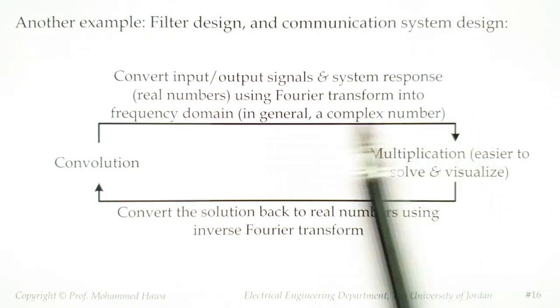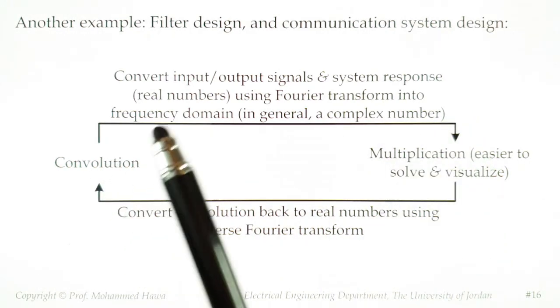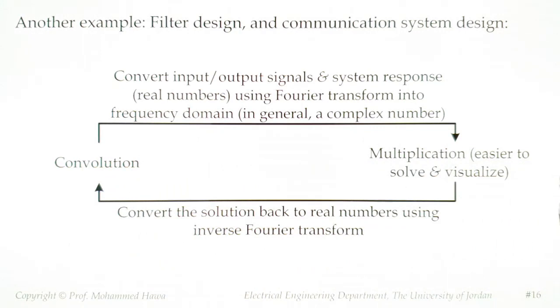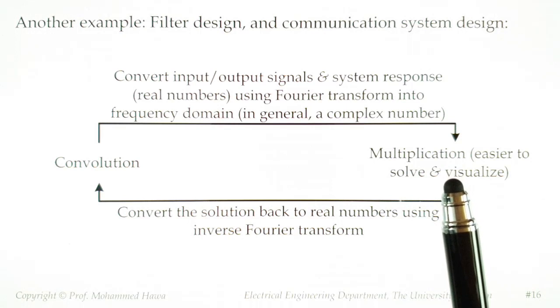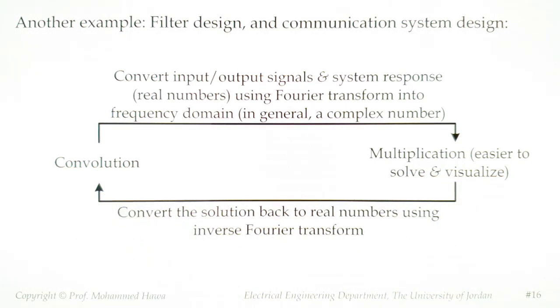Why do we do that? Because instead of working with convolution, if you do Fourier transform, what you're going to get is multiplication. And multiplication is way easier to solve, way easier to visualize than convolution. Once you obtain the answers using Fourier transform, you can go back to the original time domain and convert your answers to real numbers using something called inverse Fourier transform. The Fourier transform solution and inverse Fourier transform is way easier than convolution. That's why we teach complex numbers. It's actually a mathematical tool that makes life easier for the engineer.